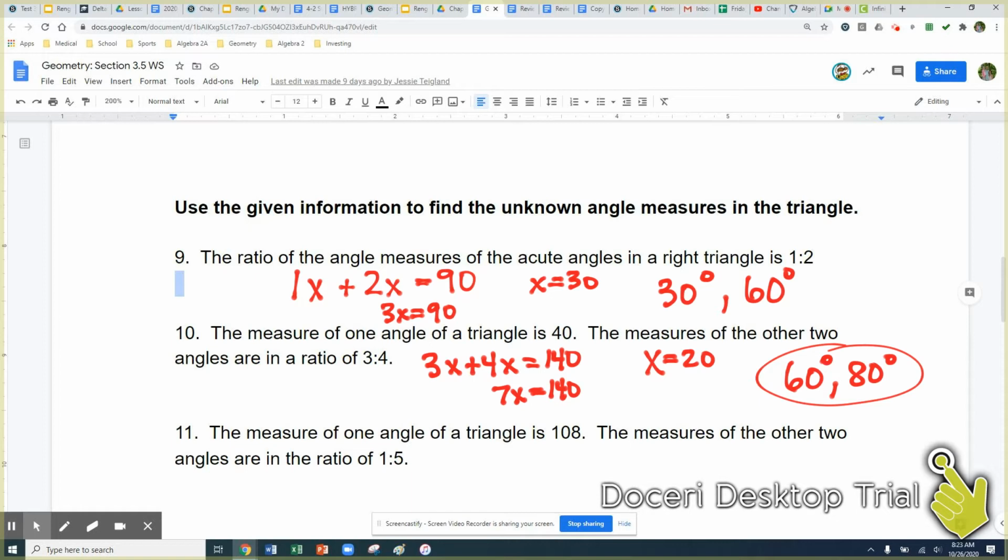Then we can add up 40, 60, 80, to make sure. Well, 40 and 60 are 100. 80 will add back up to 100. So you can try number 11 on your own. You've got one of your angles is 108. Then the other angles have a ratio of 1 to 5. So 1x plus 5x is going to equal this remaining amount of degrees.